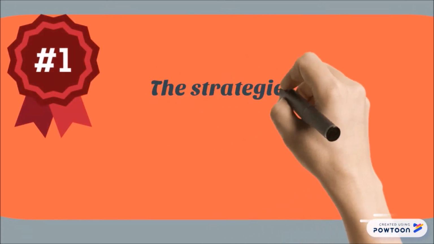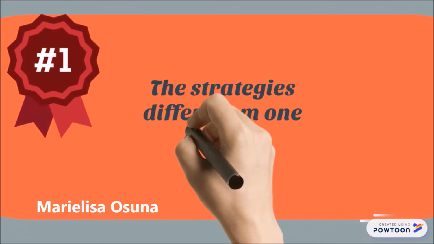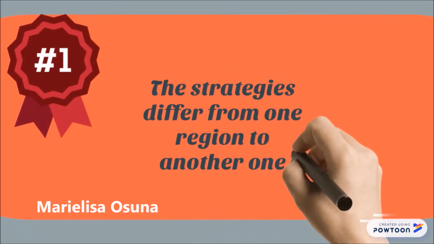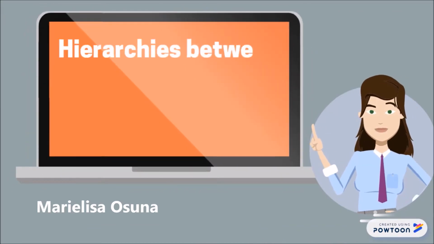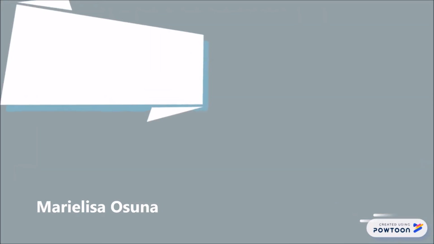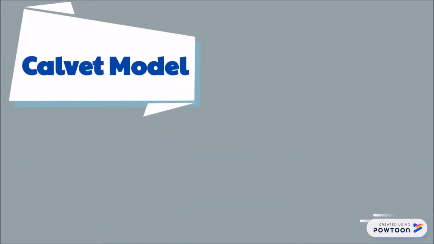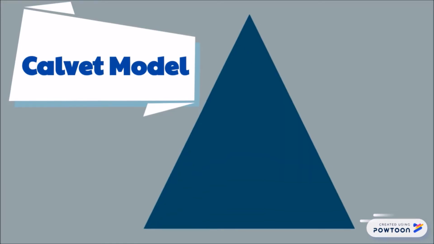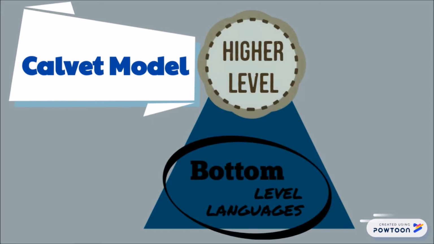As our first conclusion, we can admit the strategies differ from one region to another. Hierarchies between languages and perspective of a policy of multilingualism. Another fact to put into consideration is the gravitational model. This is formed by a hierarchical scheme. So this means that the bottom level languages have an attraction towards the higher level languages, according to the gravitational effect.